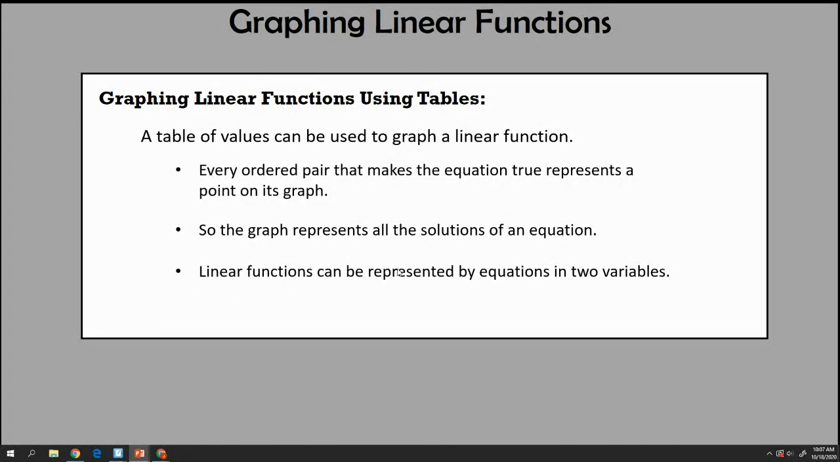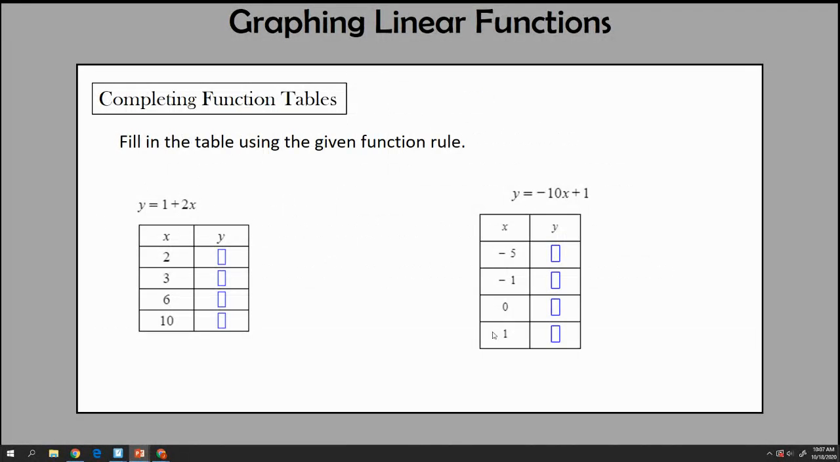And then these are all two variable equations. So it'll be y equals 2x plus 3. So you've got two variables, so you need to figure out what the x and the y are that make that true. And there's really an unlimited number of answers. There's an infinite number of answers to these problems. Okay. So first of all, completing a function table, we've really already done this.